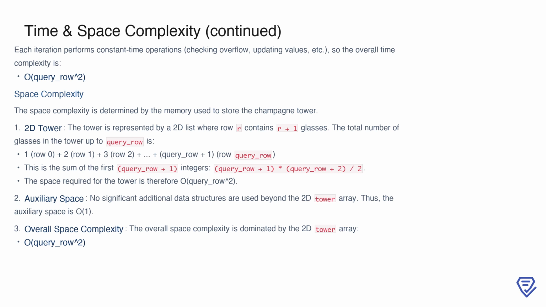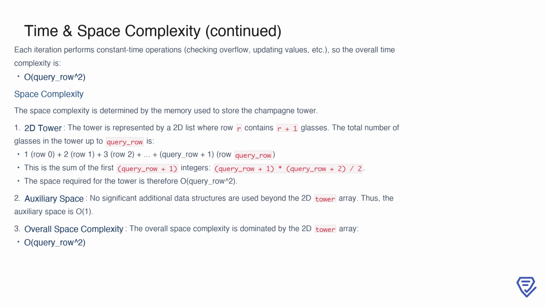Moving on to space complexity, the memory usage is determined by how we store the champagne tower. Specifically, the tower is represented as a 2D list where each row contains R plus 1 glasses. Summing up the total number of glasses across all rows gives the same series as before: 1 glass for row 0, 2 for row 1, and so on, up to query_row plus 1 glasses for row query_row. Using the formula for the sum of the first query_row plus 1 integers, the space required for the tower is also O(query_row^2).